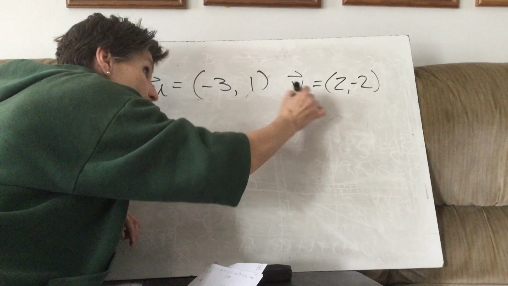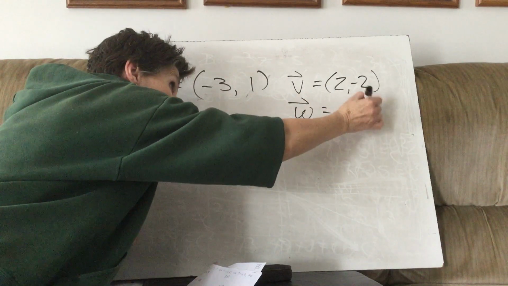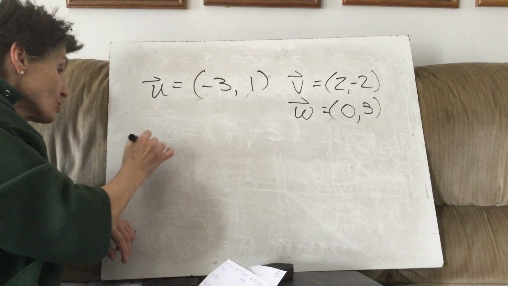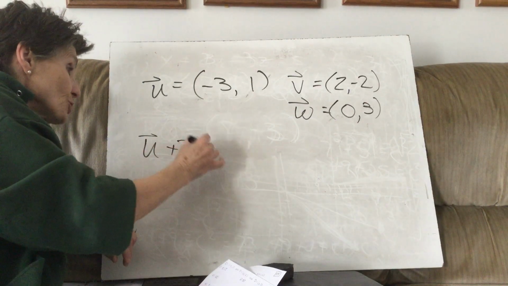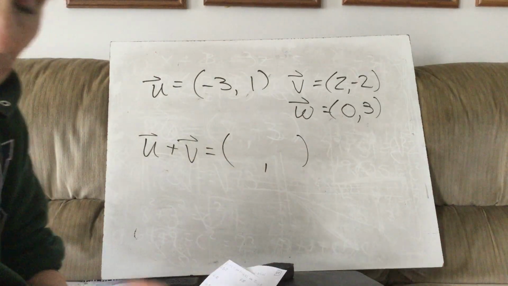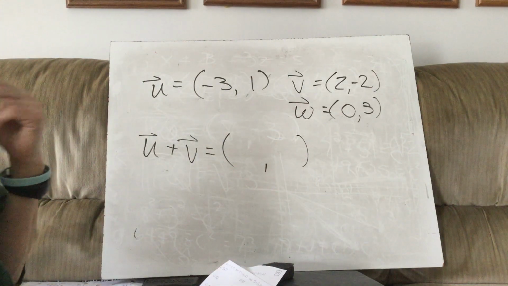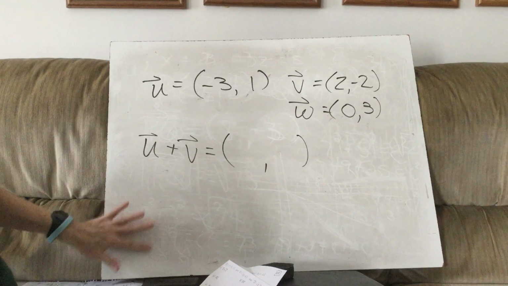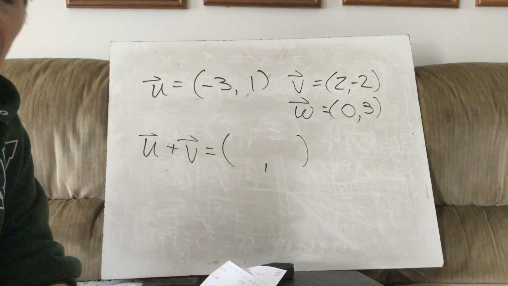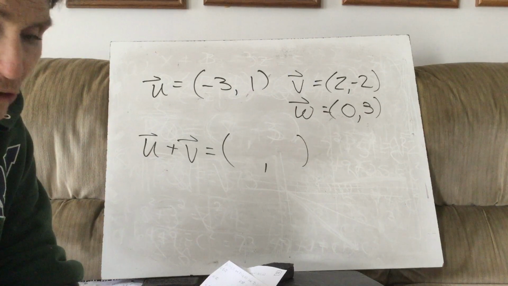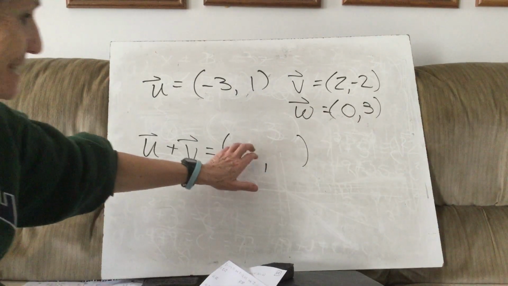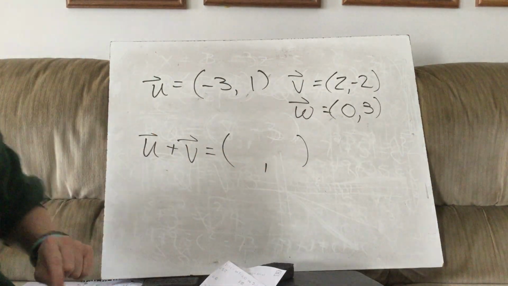And W is 0, 3. So we're given all of that. And the first question says, find U plus V. Now, I wish we were together in person because I know you could guess this. You might think to yourself, oh my gosh, I've never done anything like this before and I don't have any idea. But if you were stranded on a desert island and the only way to get off was to take a guess at this, you would get it right.